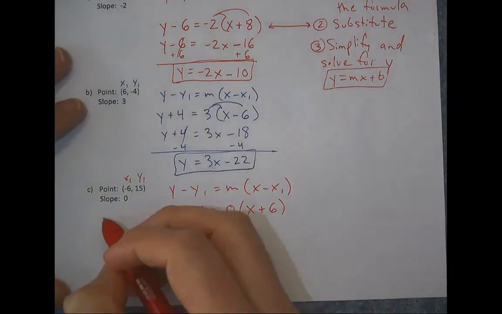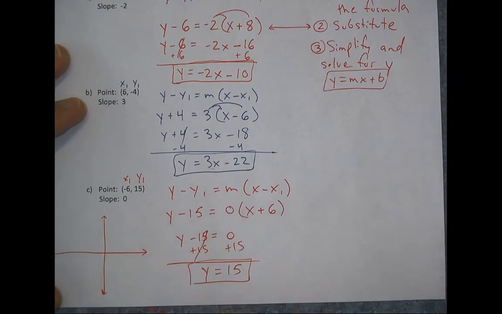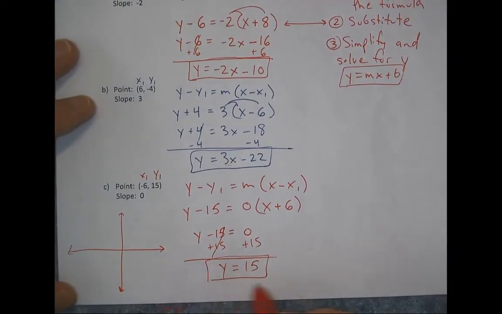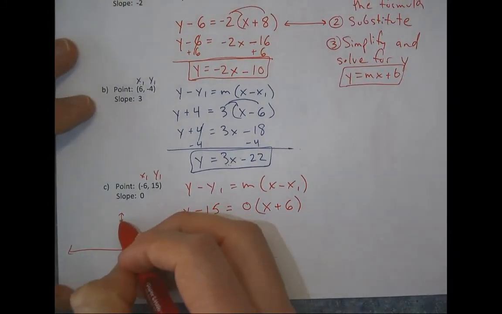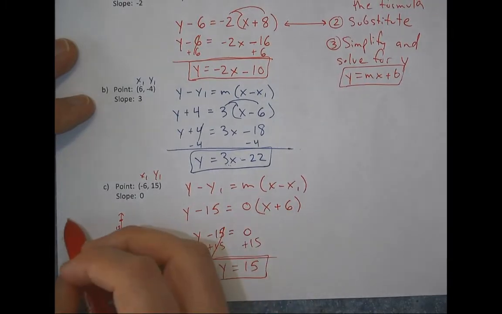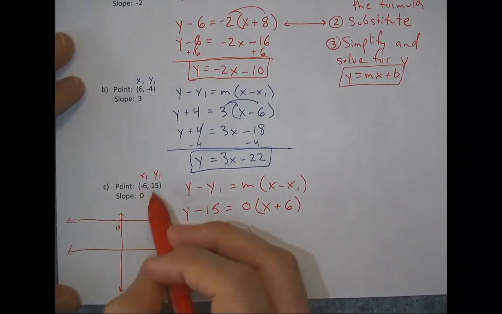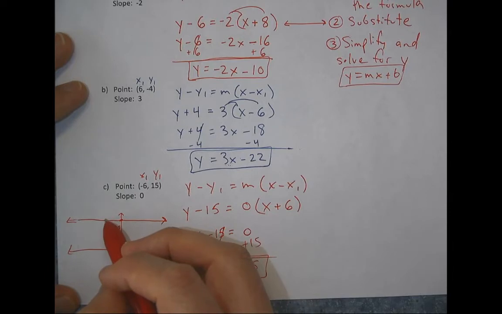And we've looked at these types of equations and lines before. Y equals 15, so somewhere up here at 15, I've got this line, and it has a slope of 0. Think about what that looks like. Slope of 0 goes straight across. So this point right here, -6, 15, is up here somewhere.